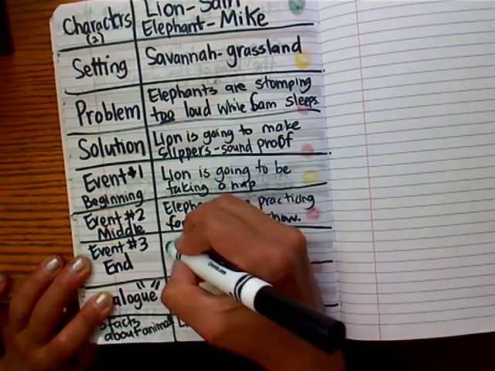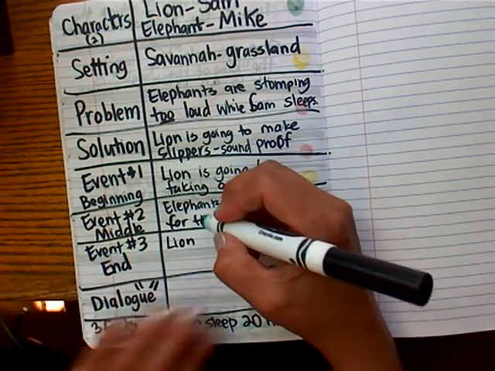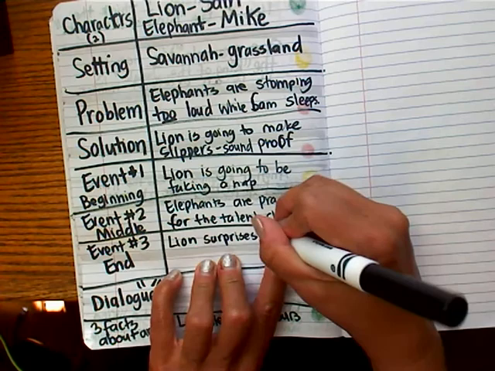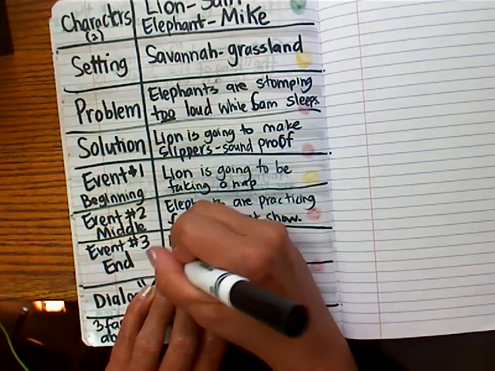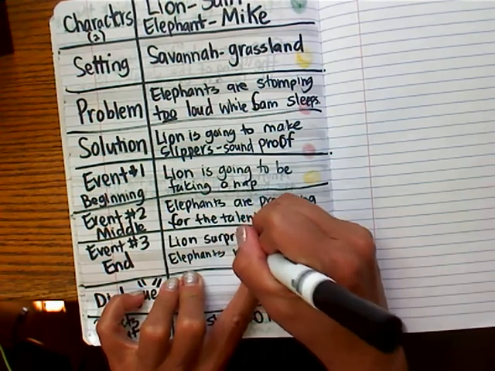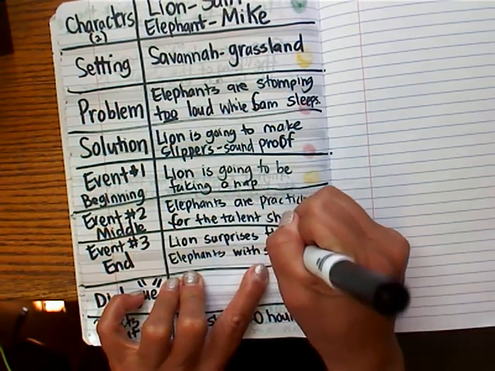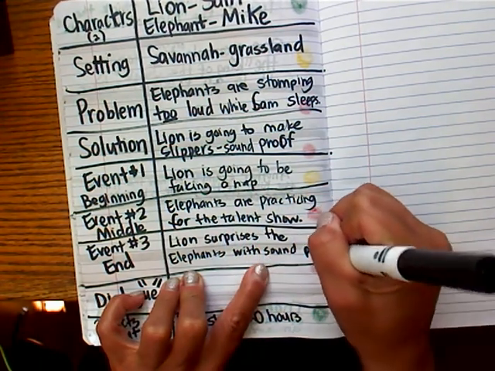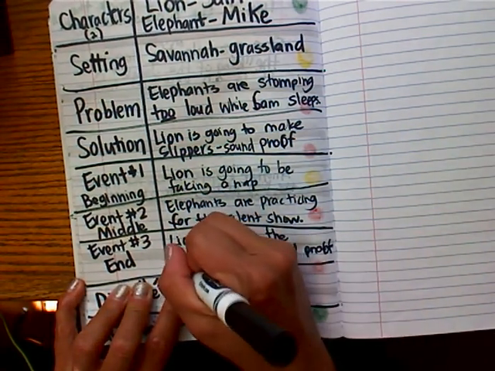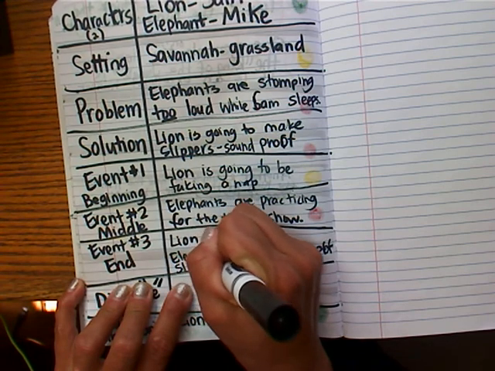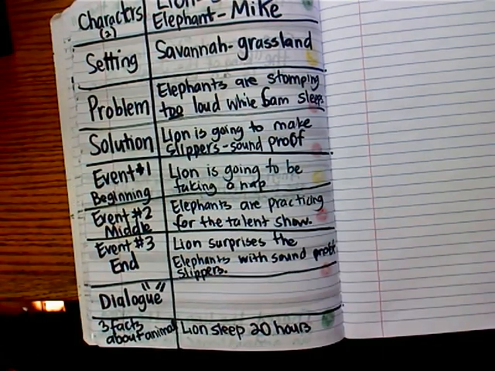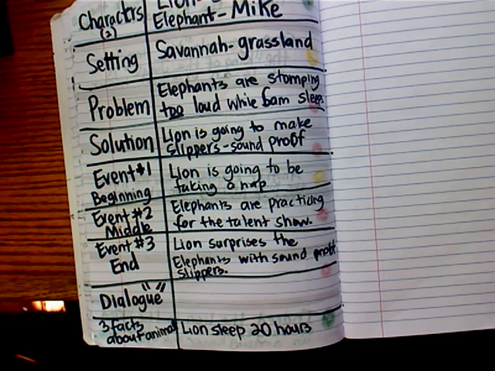And at the end, the lion surprises the elephants with soundproof, I keep wanting to put double F, soundproof slippers. Oh, yes. Okay. Woohoo! In 7 minutes, I already filled out my T-chart. Awesome and awesome.